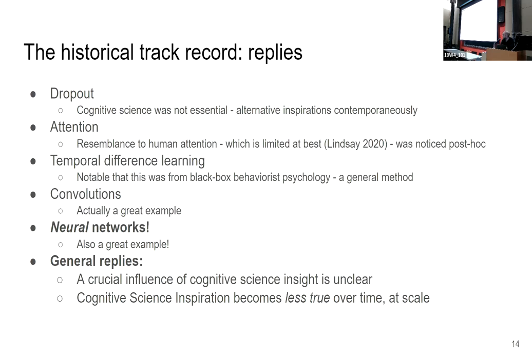And I think the case of temporal difference learning is very interesting. I think it's notable that that came from like very black box behaviorist psychology. And that's been one of the methods that does scale. So I think in general, what I've come to think about the track record is one, a crucial influence of cognitive science is less clear than you would have thought. And interestingly, to the extent that cognitive science inspiration has been true, it's becoming less true over time. So the most compelling cases you can notice are the earlier ones, and the least compelling cases are later.